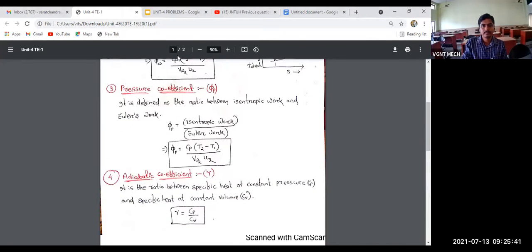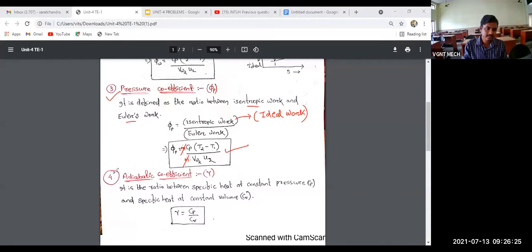Next formula that we discussed yesterday is pressure coefficient. What do you mean by pressure coefficient? It is the ratio between isentropic work and Euler work. Isentropic work is nothing but ideal work. So the formula is Cp into T2 minus T1 divided by VW2 into U2. Actually, here also the formula is m Cp into T2 minus T1 for isentropic work, and m into VW2 into U2 for Euler work, but the mass cancels, so we get this formula.